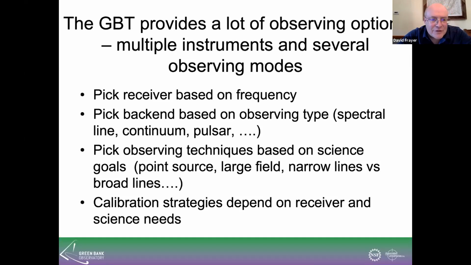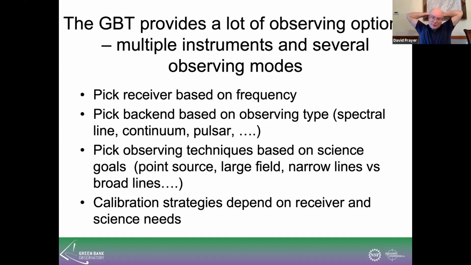And so basically some of this is pretty simple logic. You pick your receiver based on your frequency range. Obviously, if you want to observe HI, you can't use the X-band receiver because HI is in the L-band receiver. So the receiver, the instrument you choose, is based on the frequency, and then the back end you pick is based on the observing type, whether you're doing spectral line or continuum or pulsar observations.